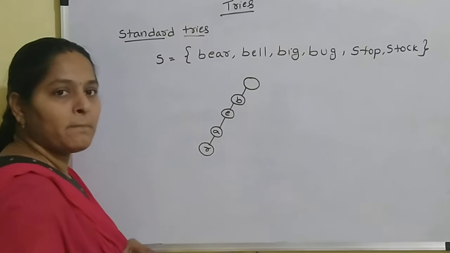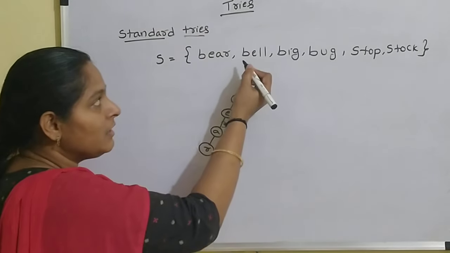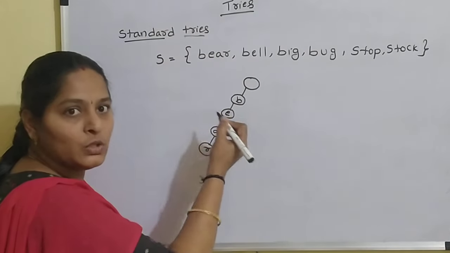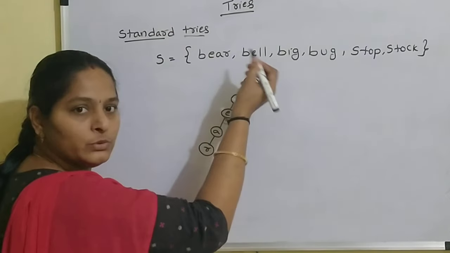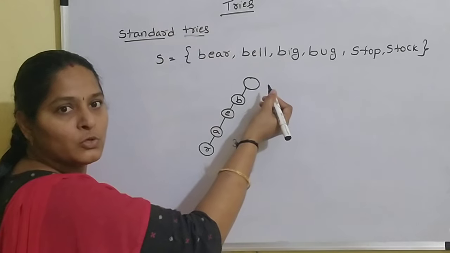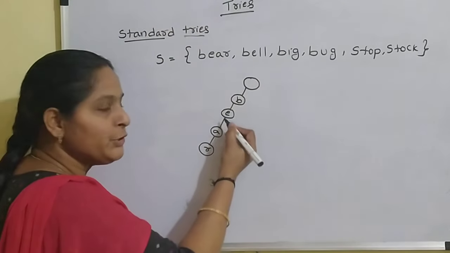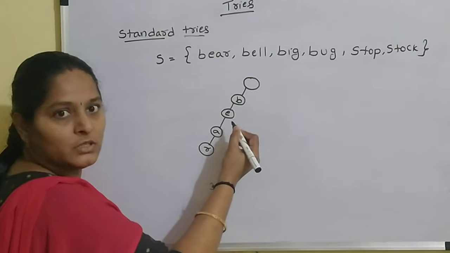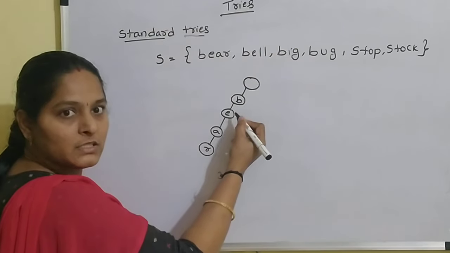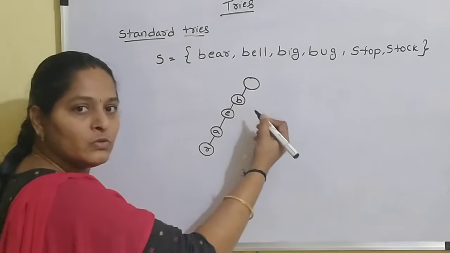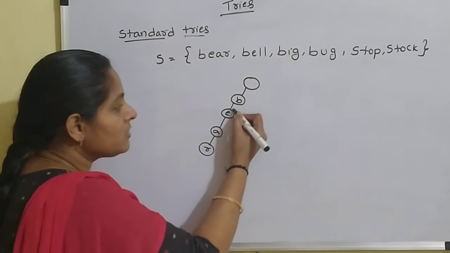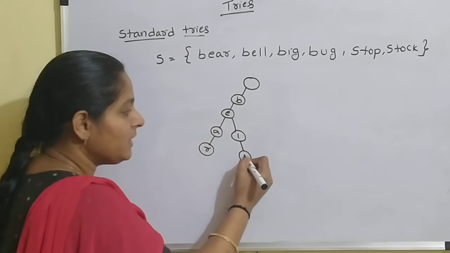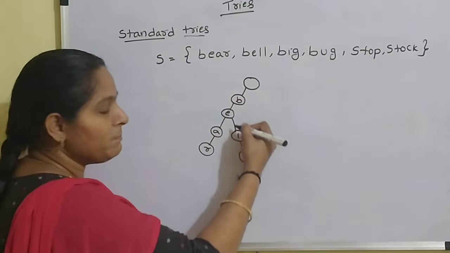The next string is bell. In this, first we have to store B, but we already have a node with the letter B, so there is no need to construct one more node for B. Just reuse that B, and for E also there is a node. BE is a common prefix, so no need to construct one more node with B and E. Directly attach L to E and then another L. So this is the word bell.